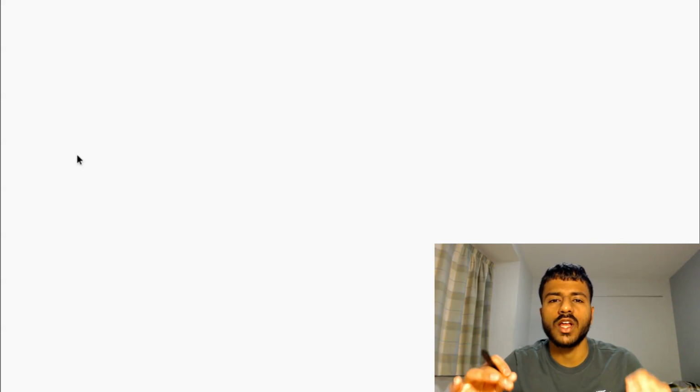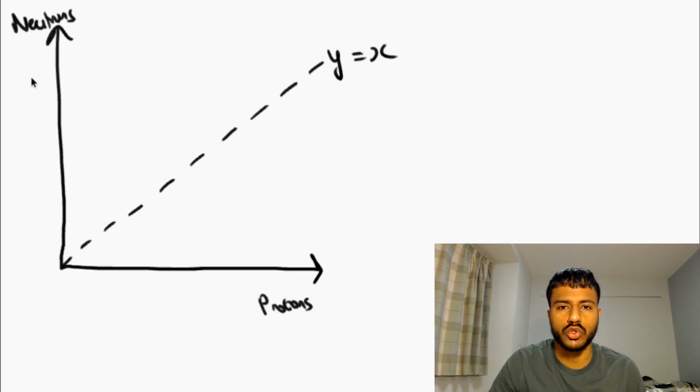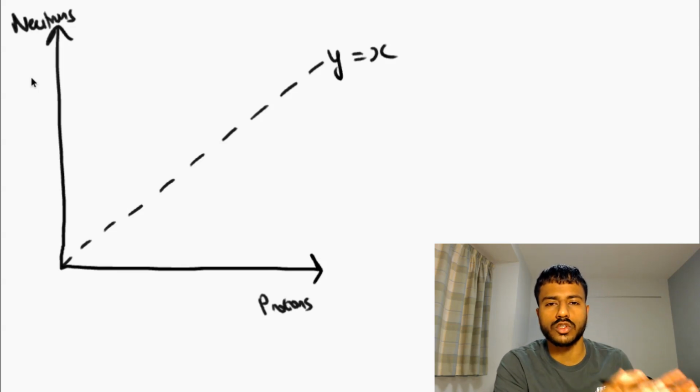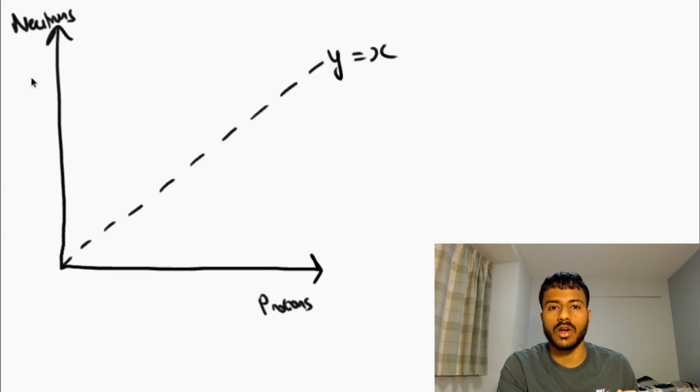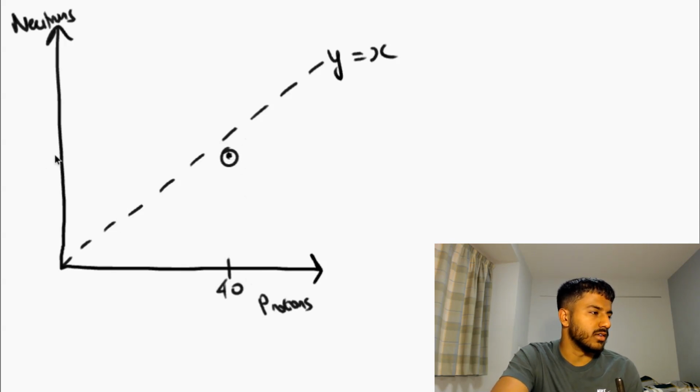So today we're going to be looking at something called stable and unstable nuclei and how these can lead on to something called decay. Different nuclei have different numbers of protons and neutrons. So let's say this graph depicted all possible nuclei with a different number of neutrons or protons. So an example nucleus, like say a point here, could have 40 protons and 35 neutrons.